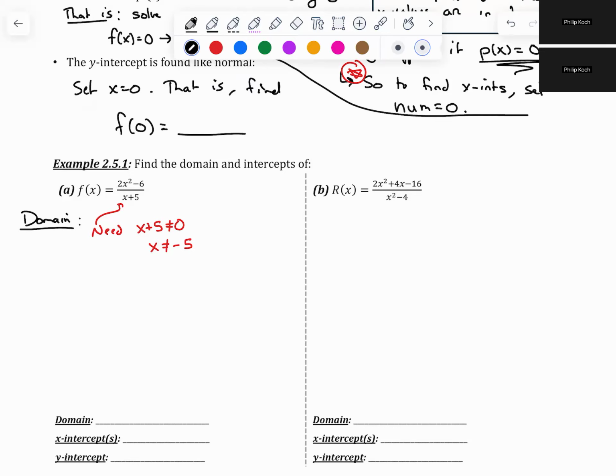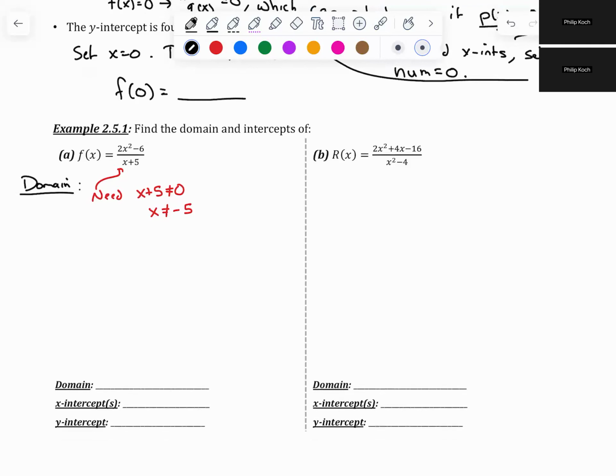So if you can see the answer for the domain in interval notation right off the bat, awesome. The answer should be that the domain is parenthesis negative infinity to -5 parenthesis, union, parenthesis -5 to positive infinity.